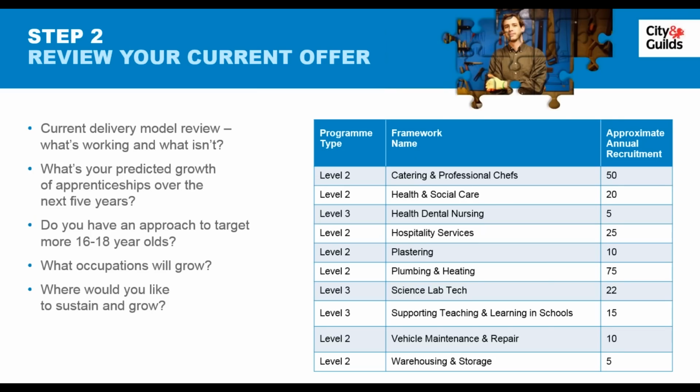So have you reviewed your current offer? What you can see here is probably a typical snapshot of an FE provider in terms of apprenticeship provision. This is just for illustrative purposes only. So if you're a provider, maybe you've got 50 starts for catering and professional chefs at level 2. Have you sat down and reviewed performance around apprenticeship starts over the last 2 years? How many have been through subcontractors? When you look at your growth, you probably need to look at how many have been delivered through subcontracting, because clearly those rules are changing as well.